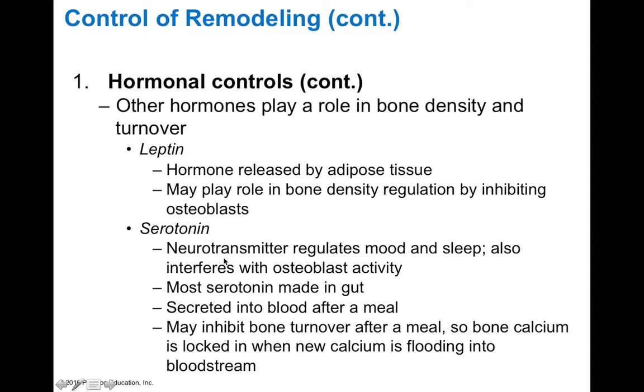Now, serotonin is a neurotransmitter that regulates mood and sleep, but it's also something that can interfere with osteoblast activity. Most of the body's serotonin is made by your gut neurons, and it's involved with coordinating digestive activities, but it's secreted into the blood after a meal. After a meal, serotonin levels rise in the blood, and it may inhibit bone turnover, so bone calcium is locked when new calcium is flooding in the bloodstream. So if your serotonin levels are too high, it actually prevents calcium from being released from bone.